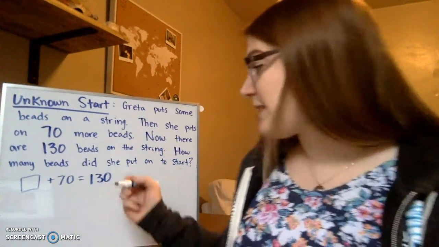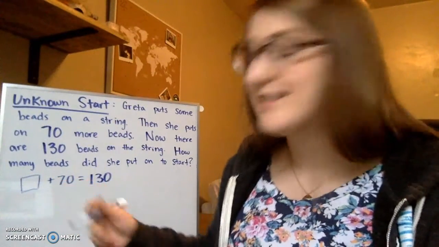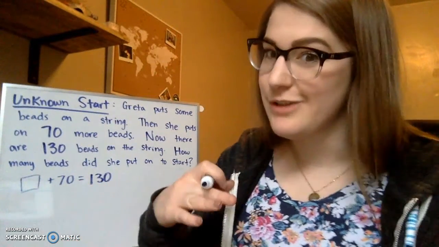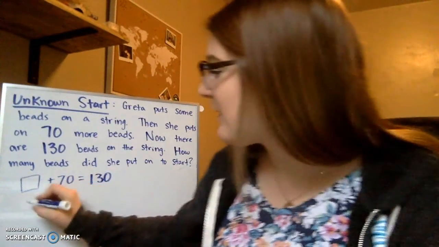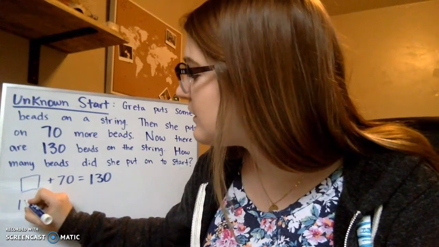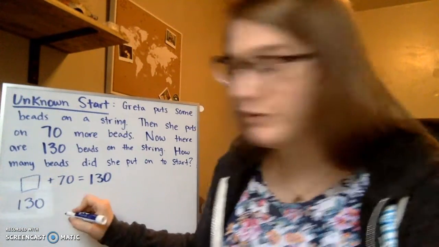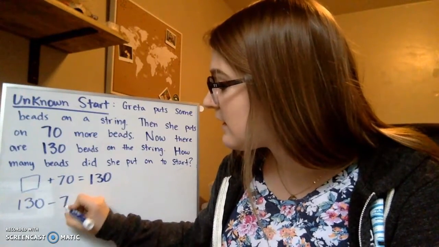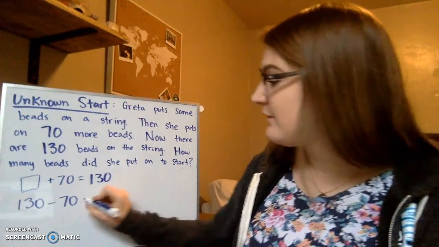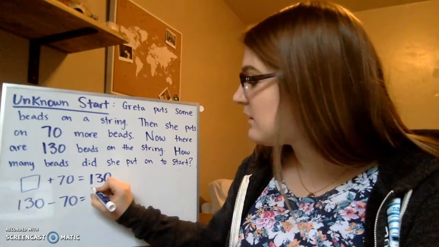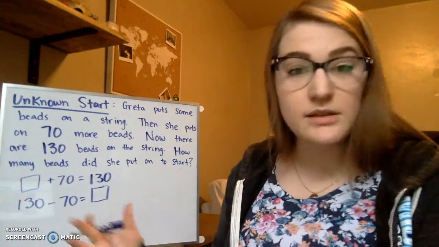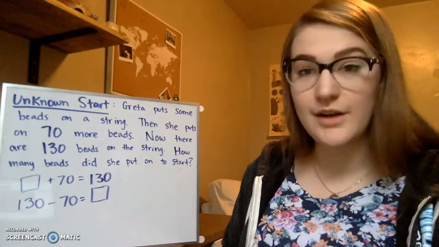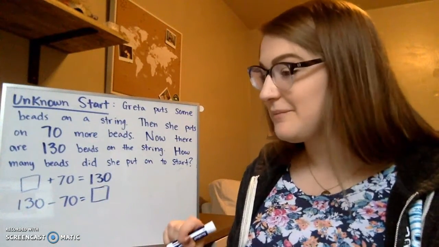Another way that we could represent that is, instead of doing addition, we'll just do the inverse. We'll do subtraction. So we're going to do our total number of beads, 130, minus the 70 equals however many beads she started with. So that's our unknown start that goes in that box right there.